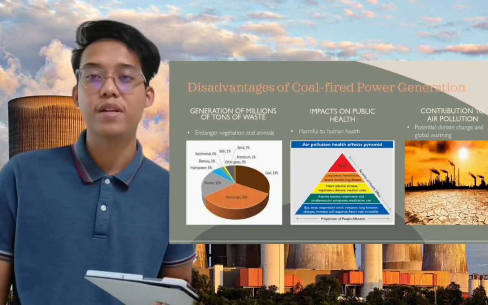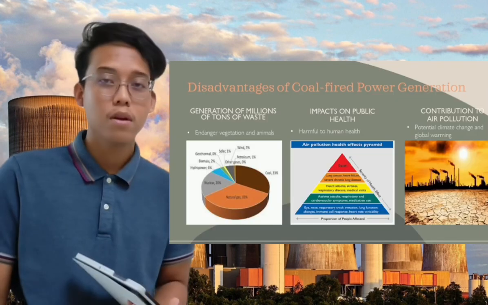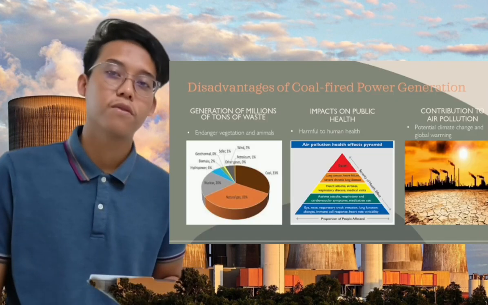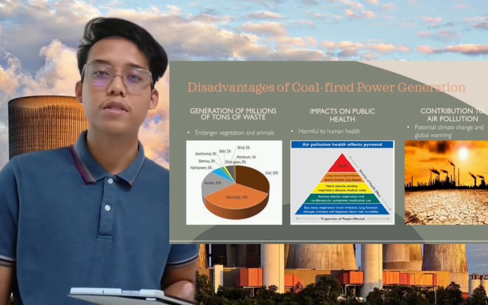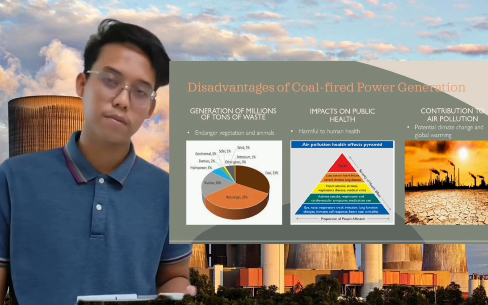While coal has the potential to be a tremendous source of energy, it does have several drawbacks. The major disadvantage of coal is its negative impact on the environment. Here are some of the disadvantages of coal-fired power generation. The first one is toxicity and impacts on public health.